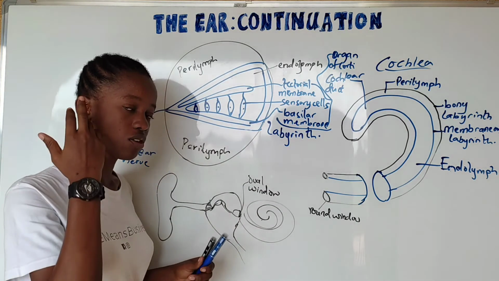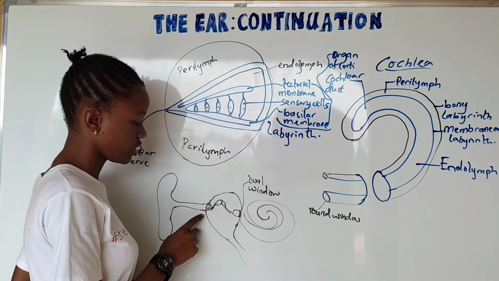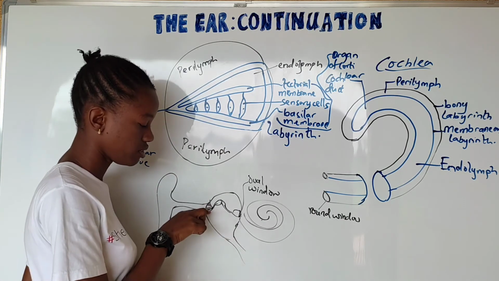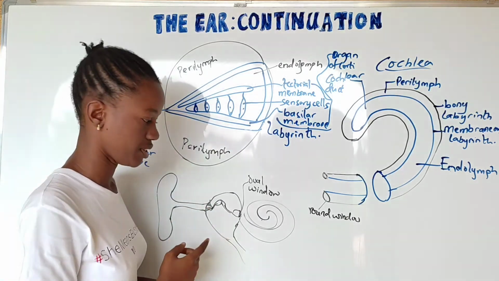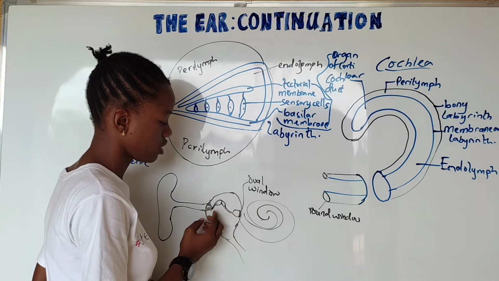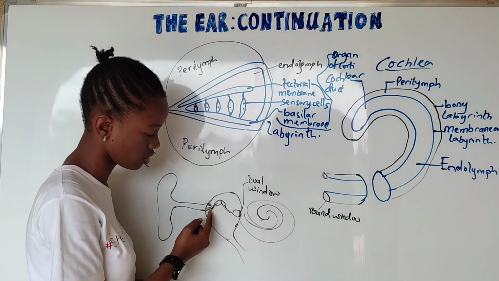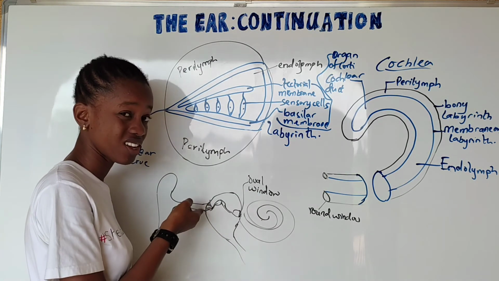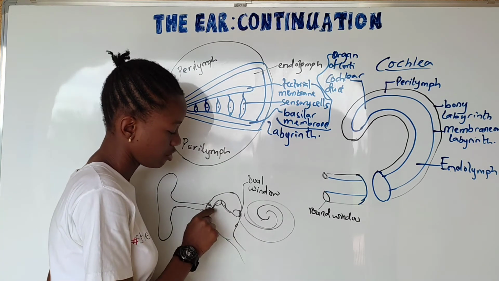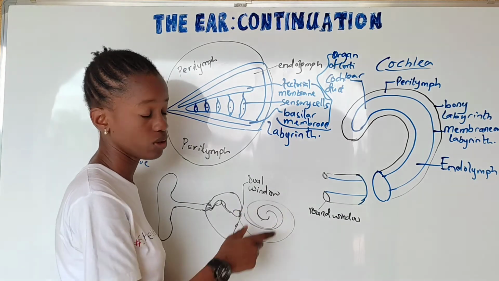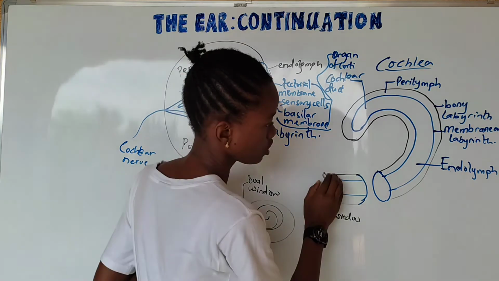Just to recap: the pinna collects sound waves, which pass through the ear canal, then impinge on the tympanic membrane, also called the eardrum, and the eardrum begins to vibrate. This also causes the ear ossicles, since one of them is connected to the eardrum, to move to and fro, transferring these vibrations to the oval window, and the vibrations are also amplified.